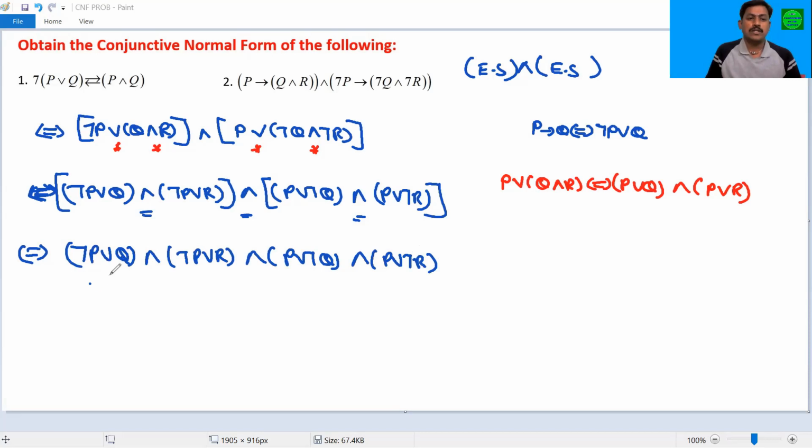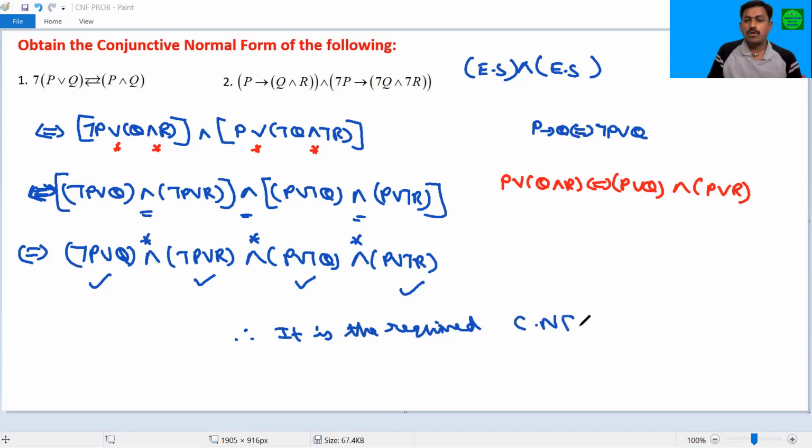If you check, it is an elementary sum, it is also an elementary sum, it is also an elementary sum, it is also an elementary sum. In between the elementary sums, we will have the conjunction. So therefore, it is the required conjunctive normal form.